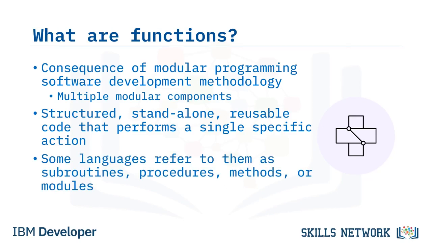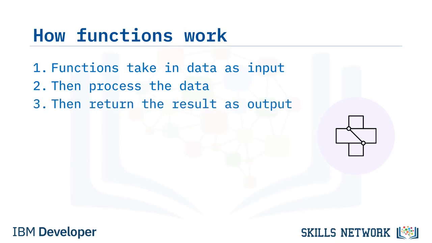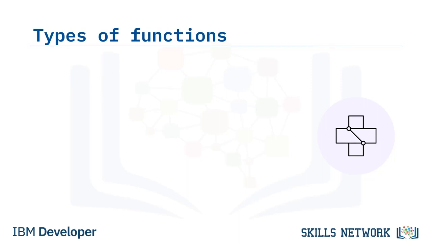Although some programming languages may refer to them as something else, such as subroutines, procedures, methods, or modules, most modern programming languages refer to them as functions. Functions take in data as an input, then process the data, and then return the result as an output. There are essentially 2 types of functions.